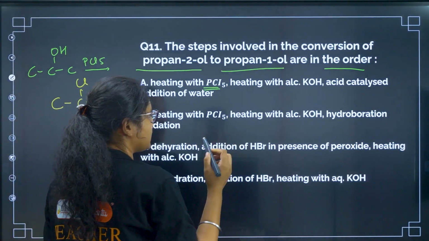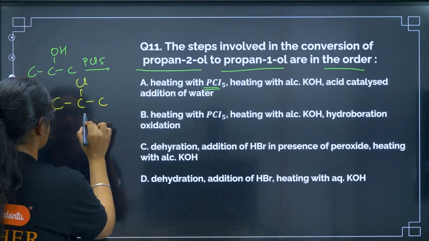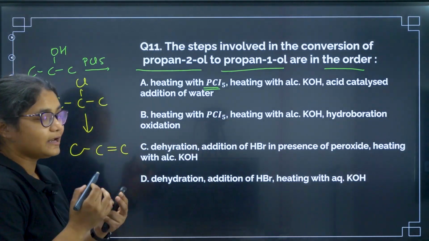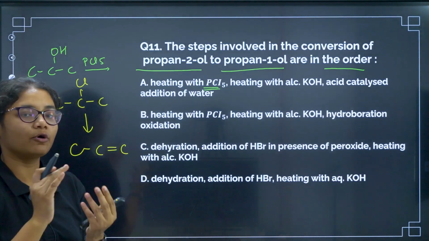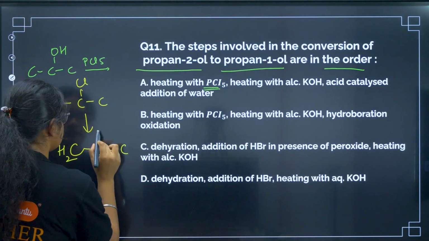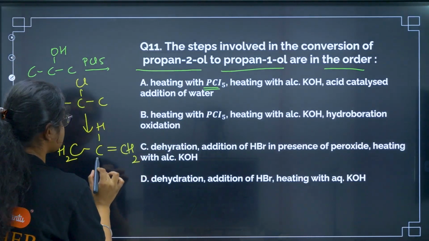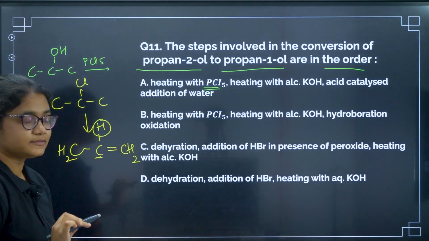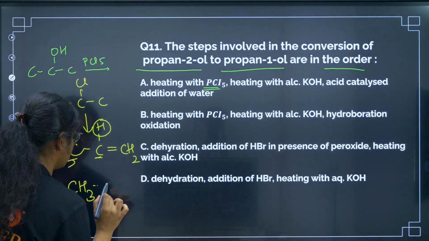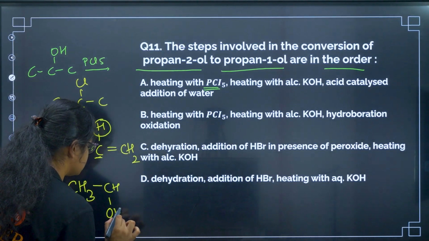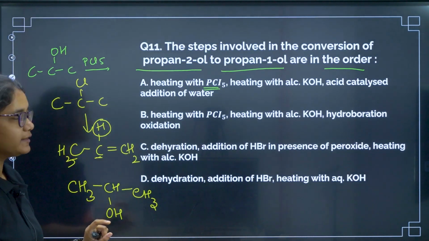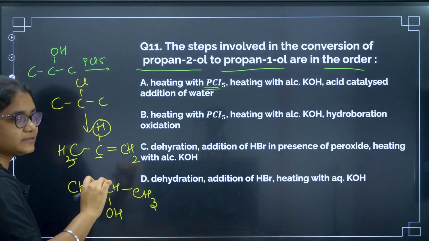Next we have alcoholic KOH, so it will do elimination and we will get propene, or a double bond will form. Then acid catalyzed water will add OH following Markovnikov's rule. So OH will be attached to the carbon having fewer hydrogens, right? This carbon has only one hydrogen, so the OH will be attached to this carbon and we will get the product CHOH and CH3, the same one we started with. So propan-2-ol, and again the product is propan-2-ol.